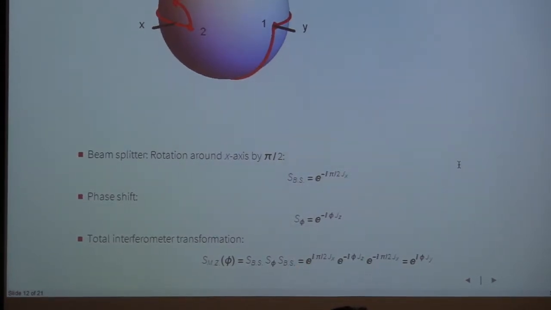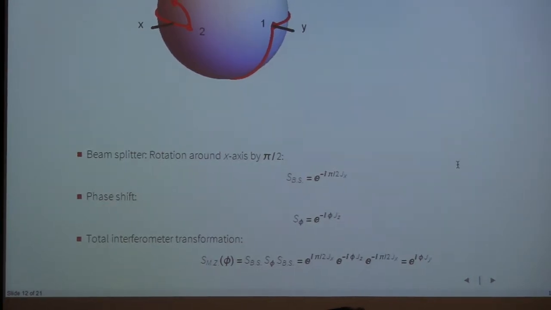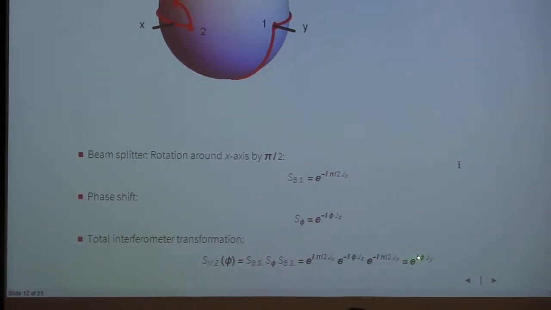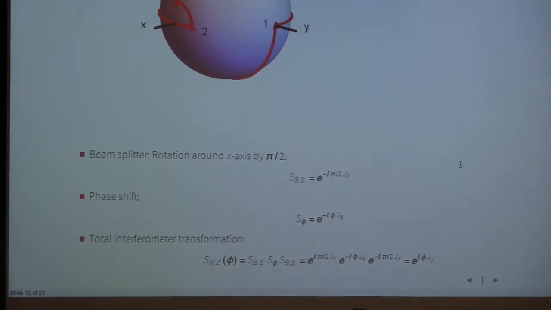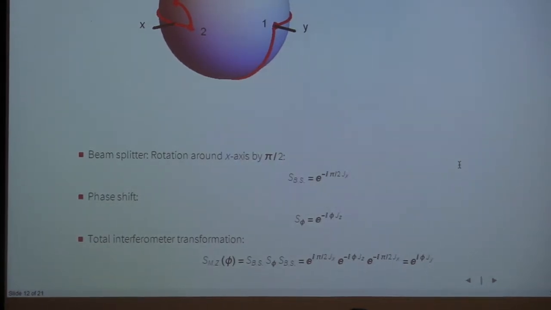And the resulting angular momentum algebra for that describes the unitary operation of the entire interferometer in a very elegant and concise way. So this turns out, when you use the commutation relations between x and z, to give you e to the i phi Jy. And that is the action of the interferometer. It's a rotation about the y-axis by phi. And you can see that sort of from the picture that I drew above.